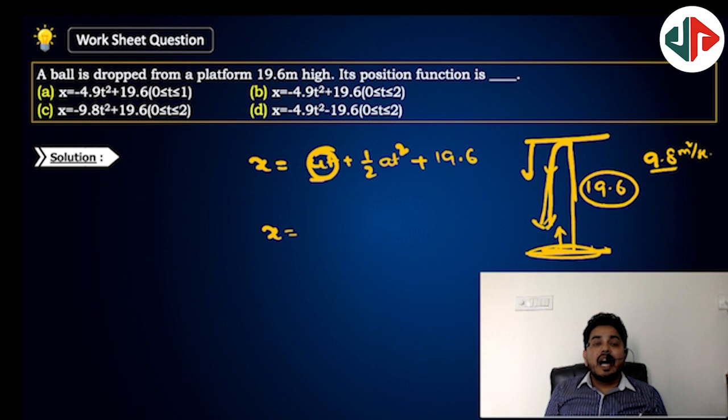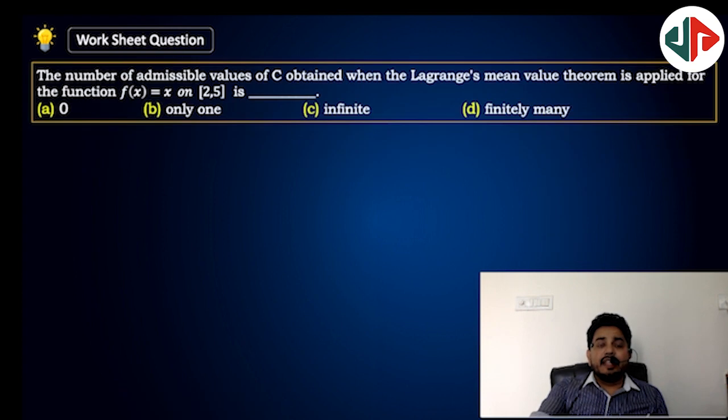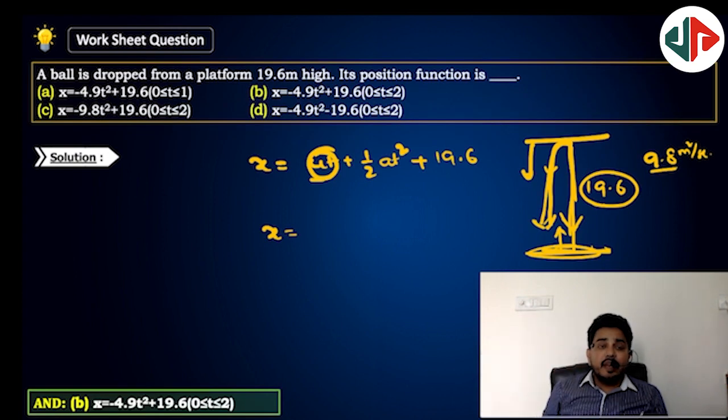Okay, so half at square is equal to minus 4.9 t square plus 19.6. Next question: here, why have we taken t is equal to 0? Because it will reach the earth in 2 seconds of time.